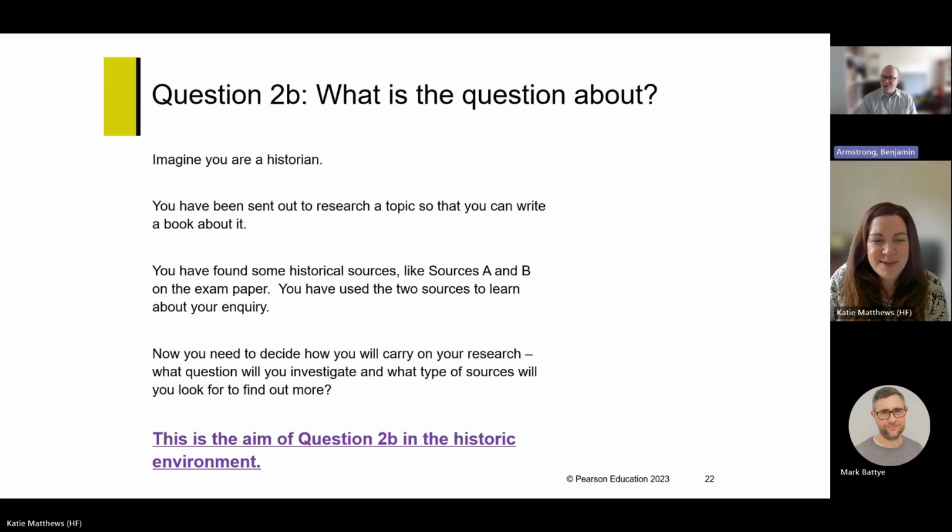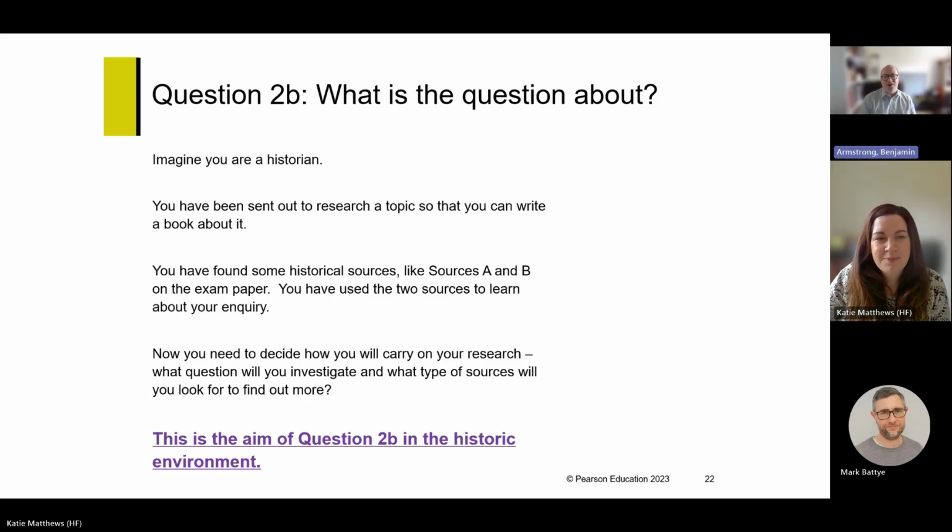Yeah, I can understand why some students find this an intimidating question. It's really a chance to show your historical skills. That's what the aim of this question is. And once you understand what the question's getting at, I think it becomes a lot more straightforward and manageable.